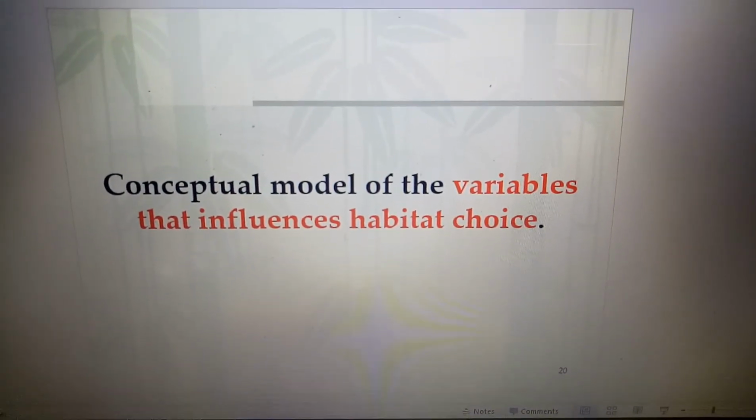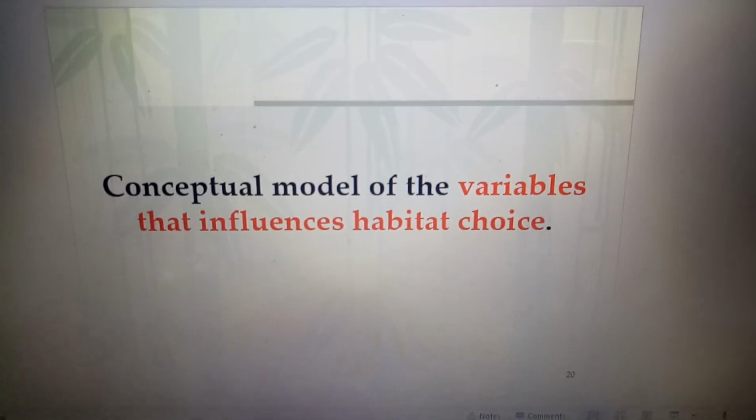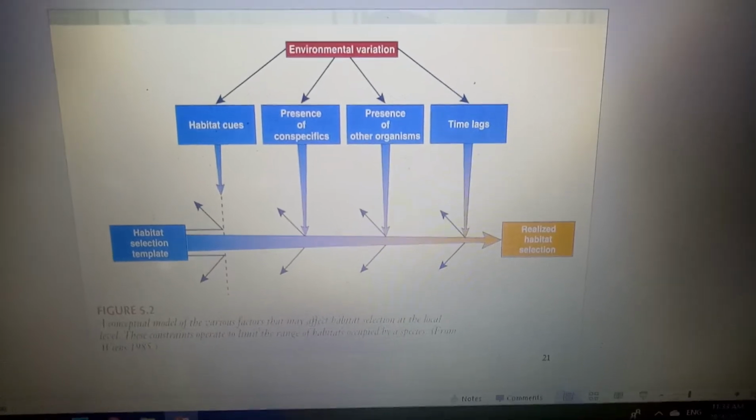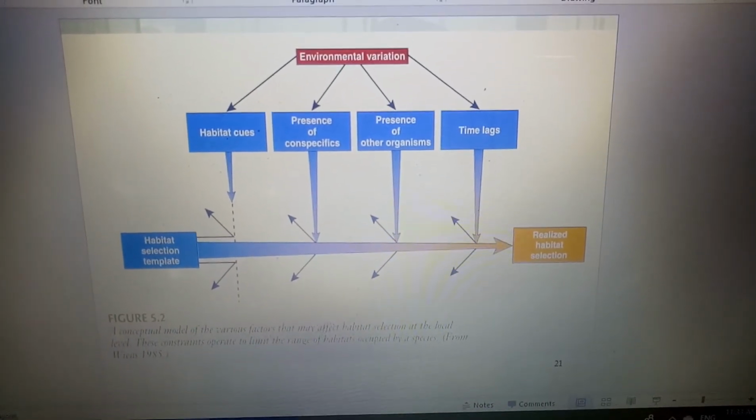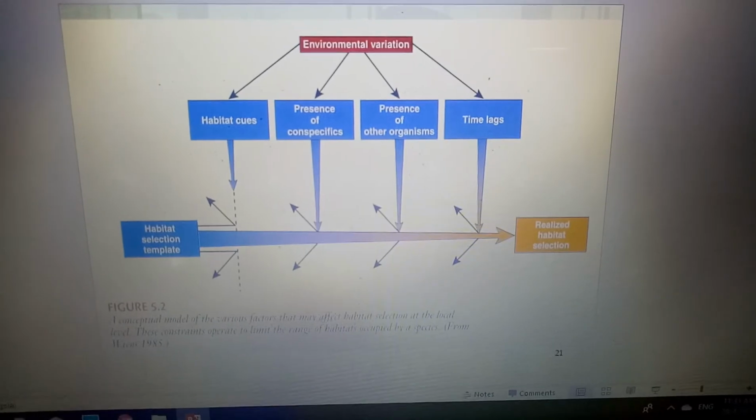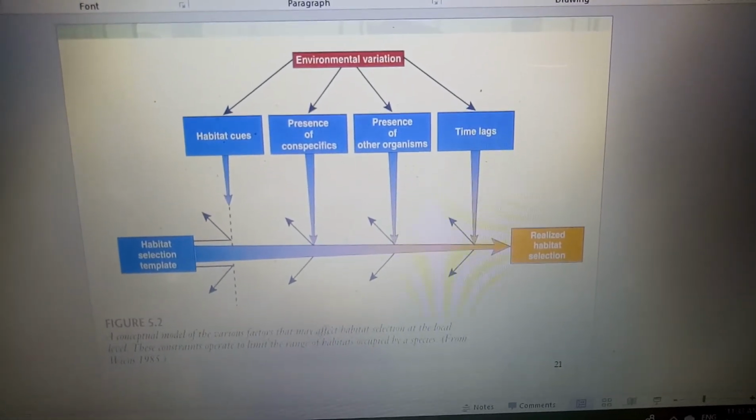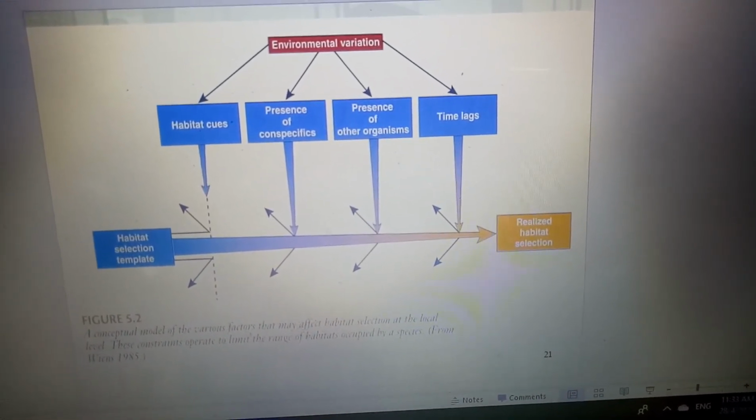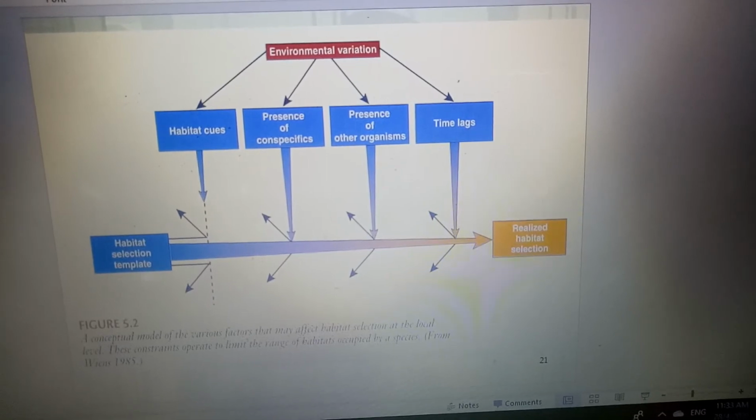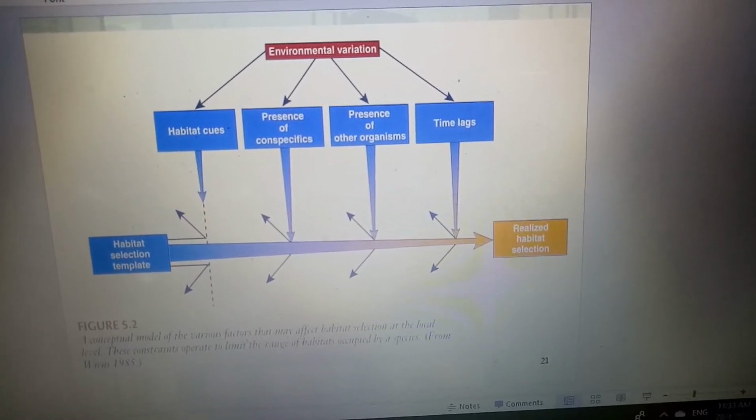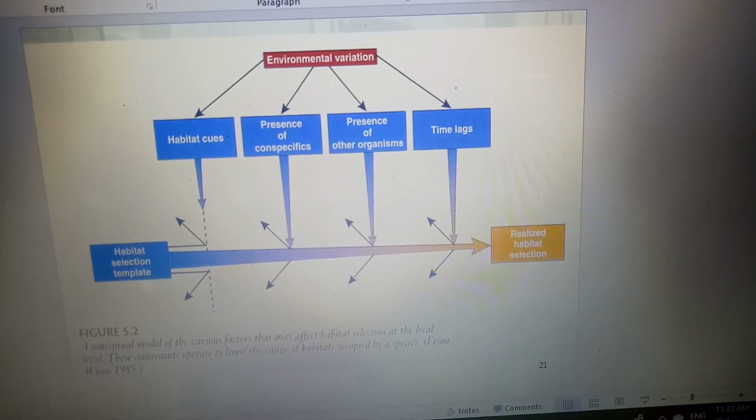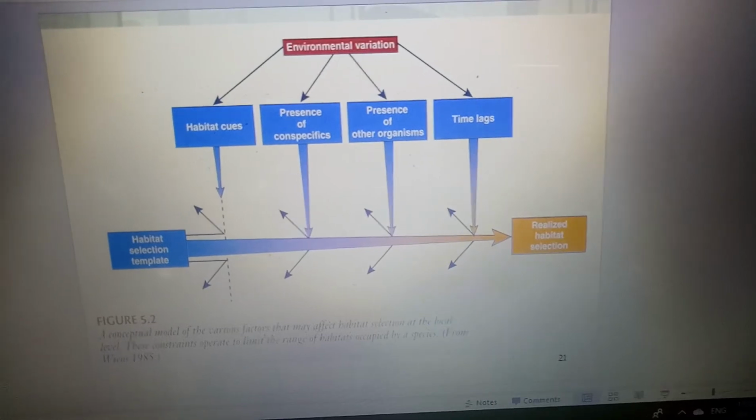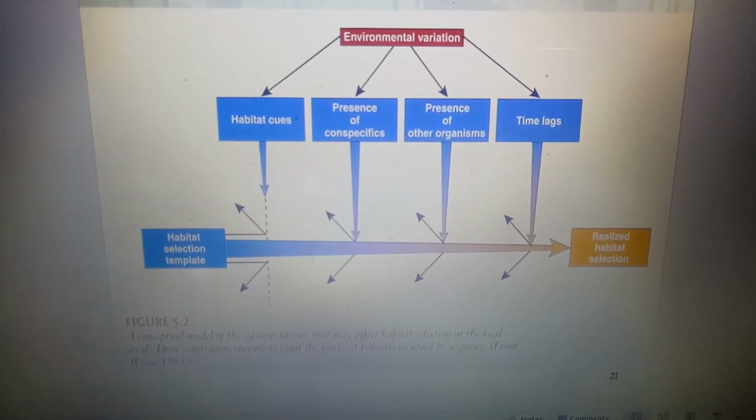Conceptual model of factors that influence habitat choice. Okay, this is actually the last slide, half of chapter number 4. If you look at that, this is figure 5.2 about conceptual models of various factors that may affect habitat selection at the local level. These constraints operate to limit the range of habitats occupied by a species. Okay, this is from Wiens 1985.